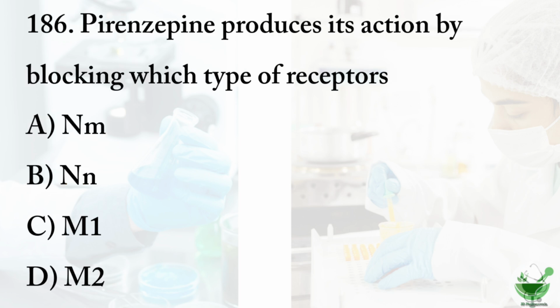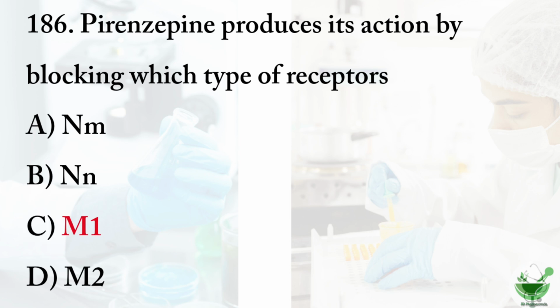Then question number 186, pirenzepine produces its action by blocking which type of receptors? The options are option A, NM receptor, option B, NN receptor, option C, M1 receptor, and option D, M2 receptor. So the right option is option C, M1 receptor.